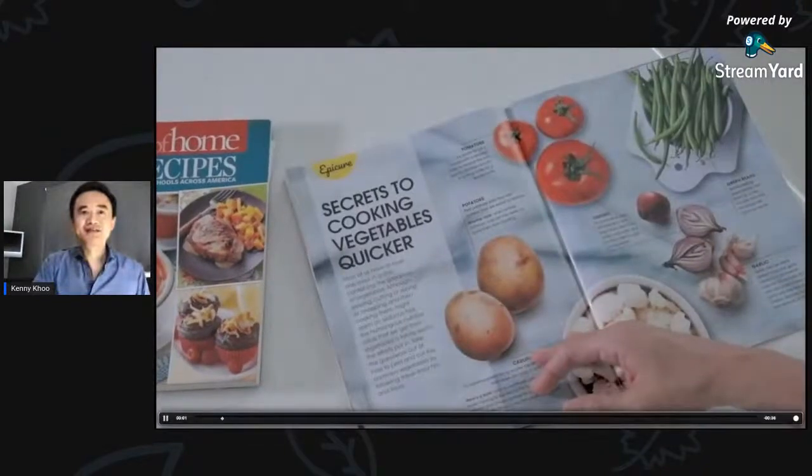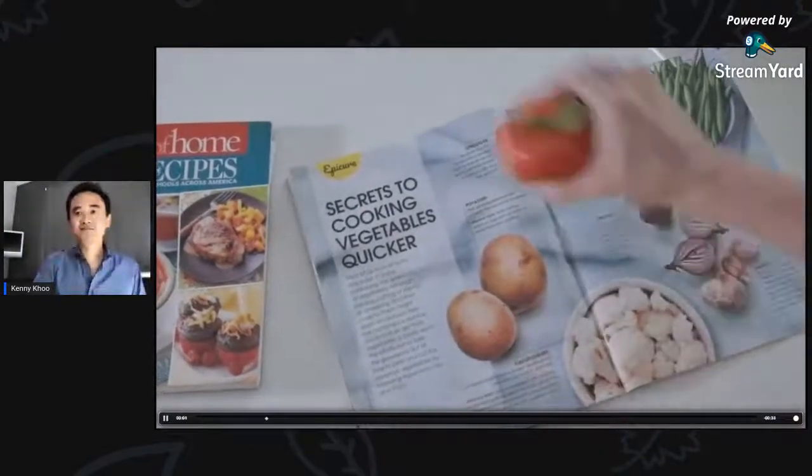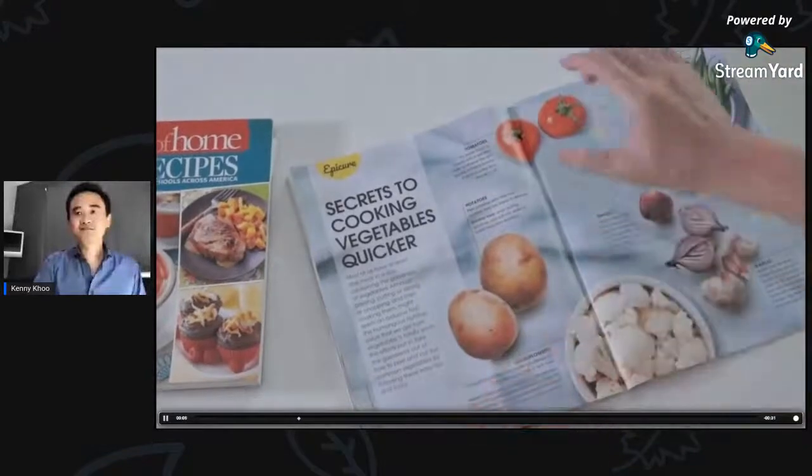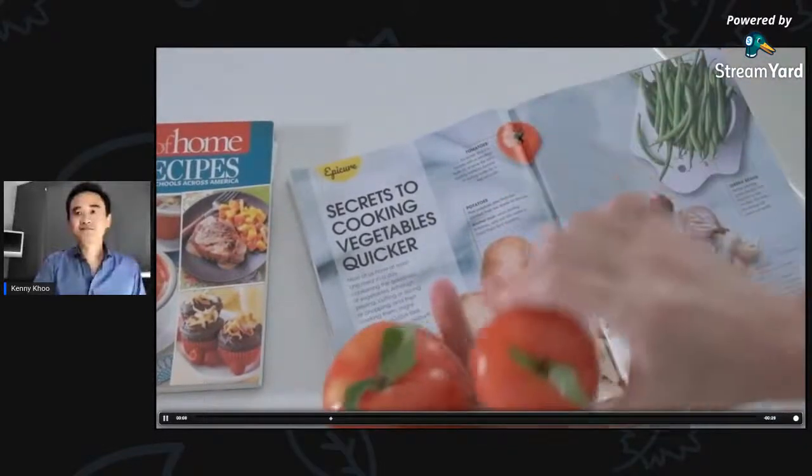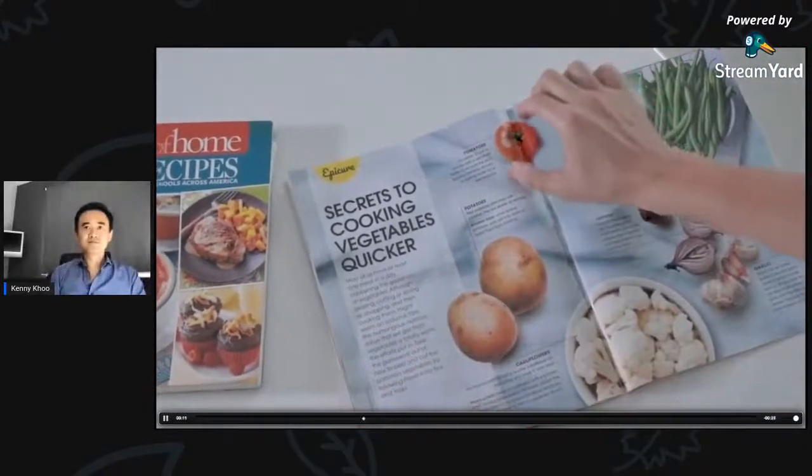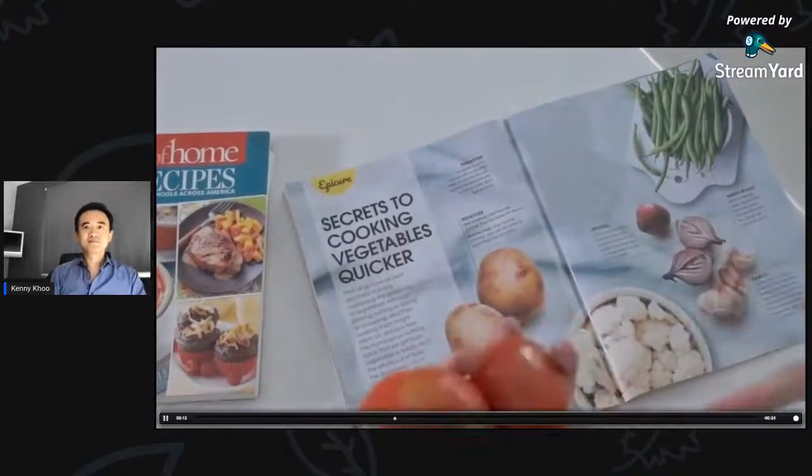Tomato, let's call the whole thing off. Tomatoes. You like tomato? And you like tomato? Tomato. Tomato. Let's call the whole thing off.